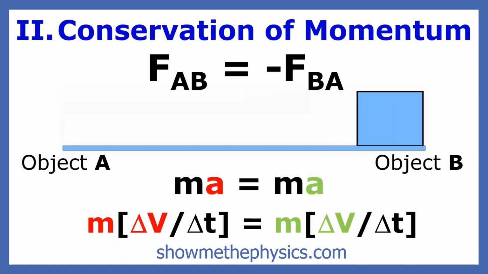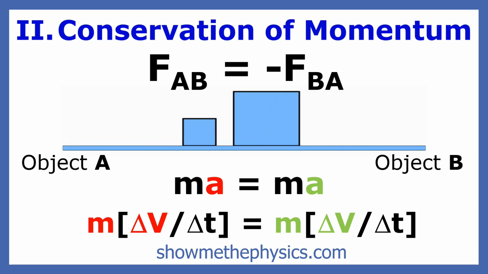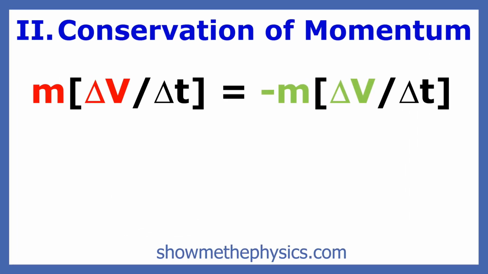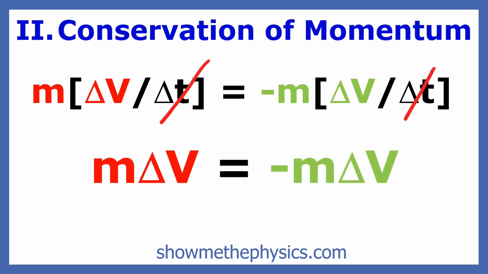From this law, we can derive another important law of physics called the conservation of momentum, which is the topic of this presentation. Since F equals ma and acceleration is the change in velocity per unit time, we can cross out the contact time and see that the momentum gained by one object equals the momentum lost by the other. This shows that the total momentum before an interaction always equals the total momentum after. Remember, momentum is mass times velocity.